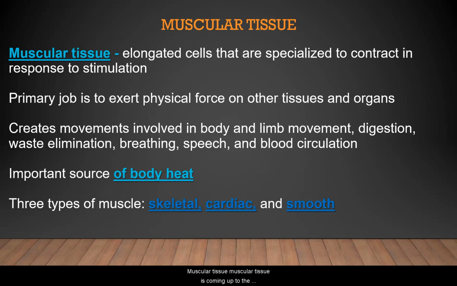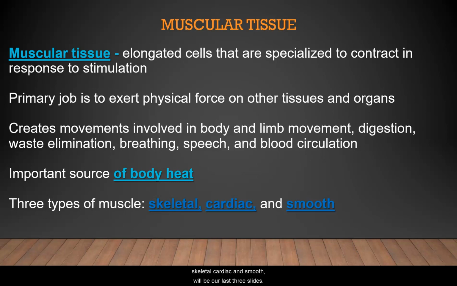Muscular tissue. Muscular tissue is coming up to the end here, so I know this is a very fast-paced video, but muscular tissue is comprised of elongated cells that are specialized to be excitable, and when they are excited, they contract in response to that stimulation. Their primary job is to exert physical force on other tissues and organs. Right? They're involved in movement of the body, movement of the limbs, digestion, waste elimination, breathing, speech like I'm doing now, and also circulating the blood. And it's also an important source of producing body heat, right? This is all due to muscle tissue.